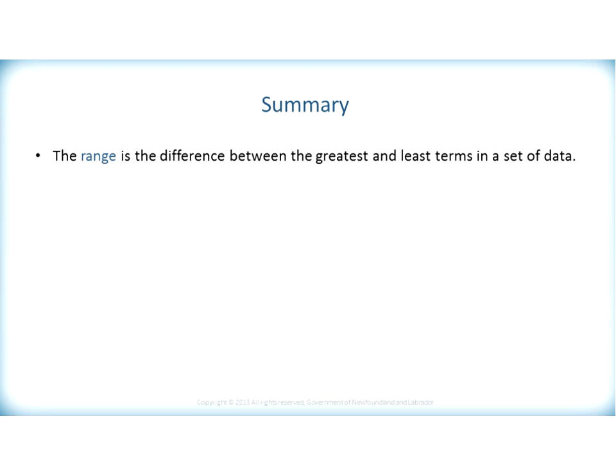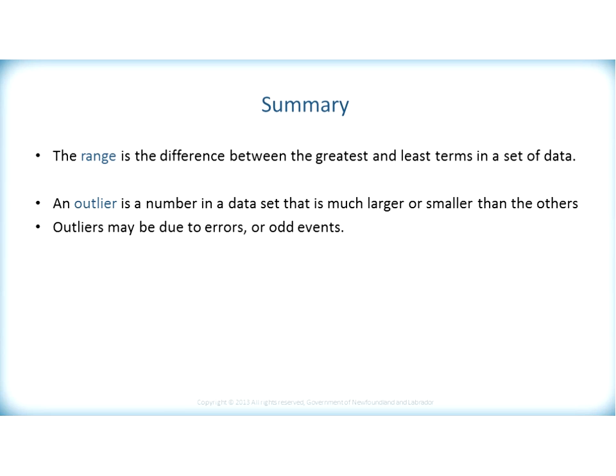So to summarize, the range is the difference between the greatest and least terms in a set of data, the largest and smallest numbers, in other words. An outlier is a number in a data set that is much larger or much smaller than the others. And again, there may be none, there may be many, there may be one. And outliers may be due to errors either in data entry or in calculations, or it could just be due to some random odd event.